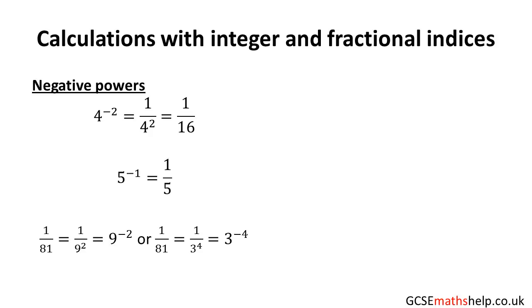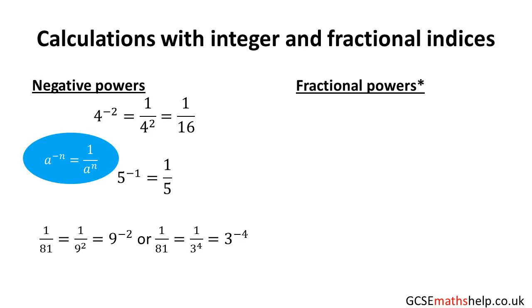And 1 over 81 could be written as 1 over 9 squared, so that's 9 to the minus 2. Or you might realise that 3 to the power of 4 gives you 81, so we have 3 to the minus 4, the minus just meaning 1 over. The rule we've been using is this rule for index laws with reciprocals, so a to the minus n is 1 over a to the n. And this is where this topic is crossing over slightly into algebra, and there'll be more of this in the algebra topics.